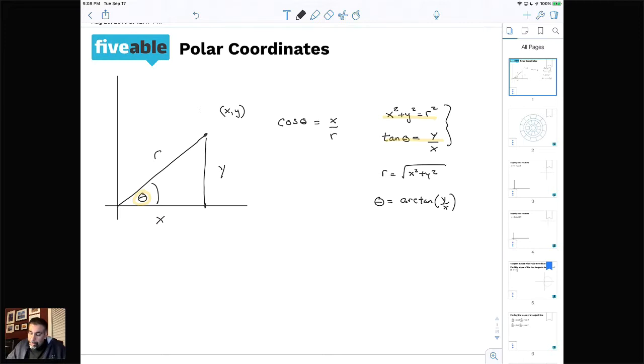From there, if we want to do y and bring that into the mix, now we're going to be using the opposite side and the hypotenuse. So that would be sine theta equals y over r. You might be wondering why not use tangent in this one.